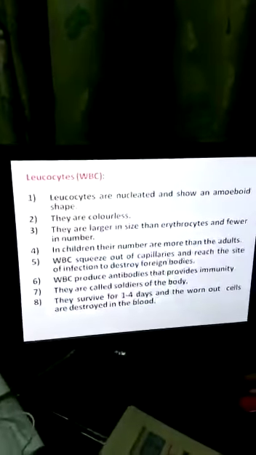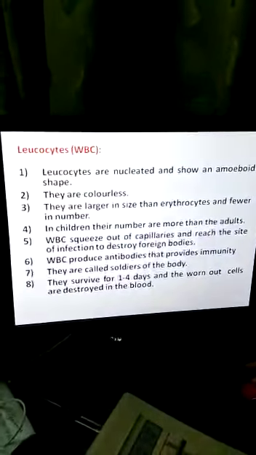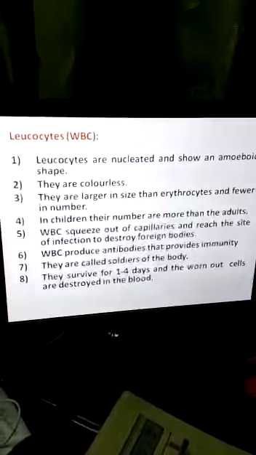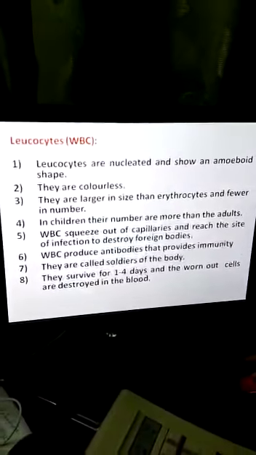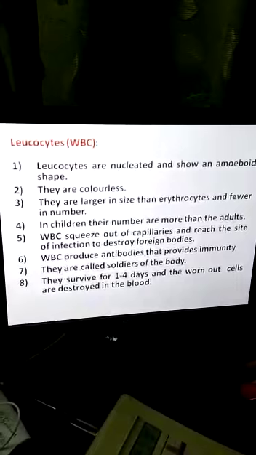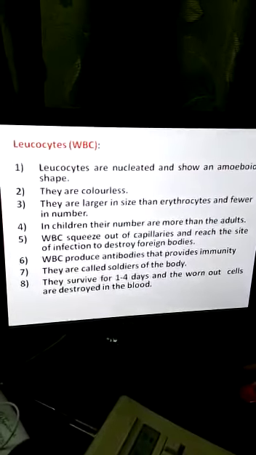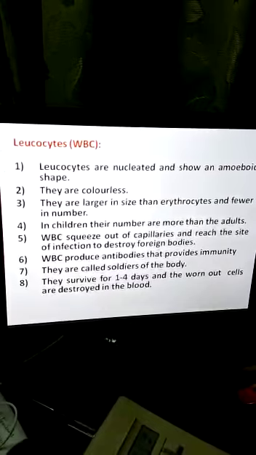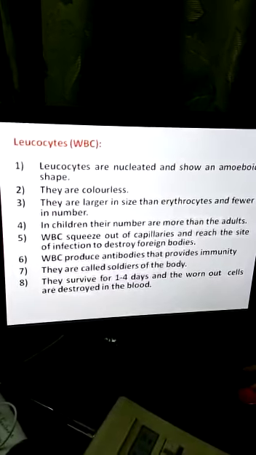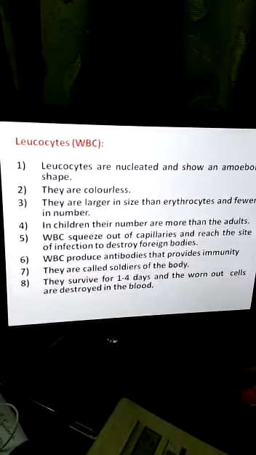Next, leukocytes. Leukocytes are nucleated and show an antibody. They are colorless. They are larger in size than erythrocytes and fewer in number. In children, the numbers are more than in adults. WBCs squeeze out of capillaries and reach the site of infection to destroy foreign bodies. WBCs produce antibodies that provide immunity. They are called soldiers of the body. They survive for 1 to 4 days and the worn-out cells are destroyed in the blood.